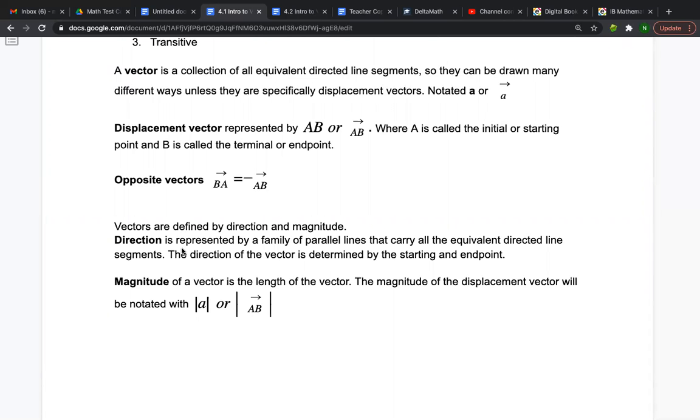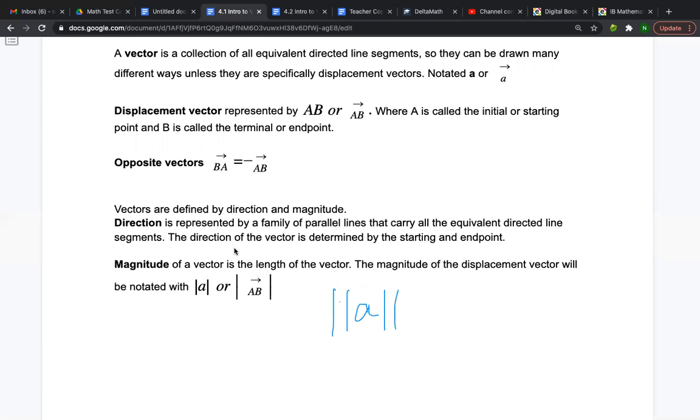The magnitude is the same thing as the length. It's another word for length. The magnitude of a displacement vector will be notated with what looks like an absolute value symbol. And so for that reason, sometimes they will also do it with double bars for magnitude. Either one is acceptable, just be prepared to see both.